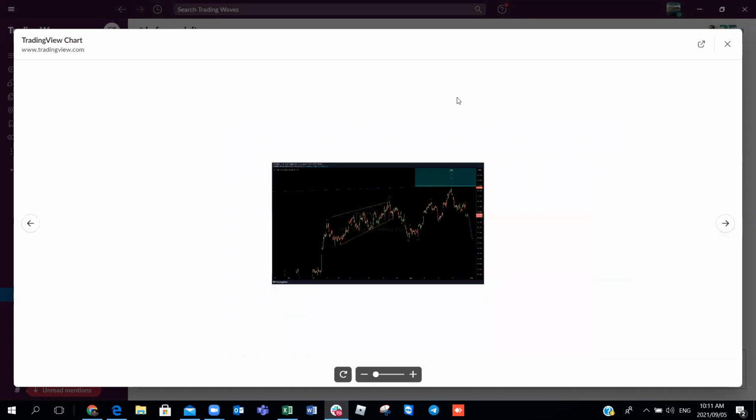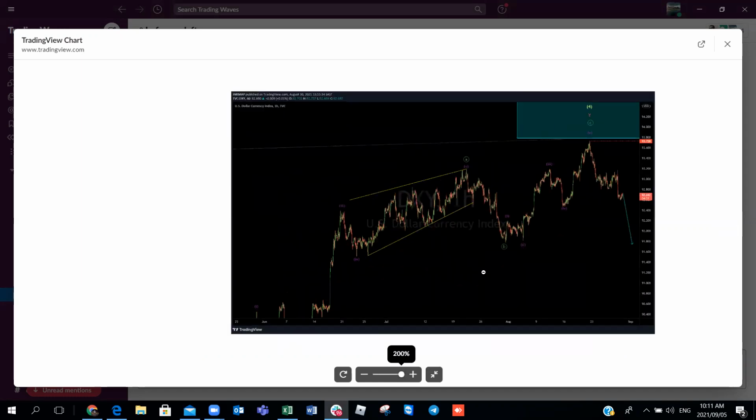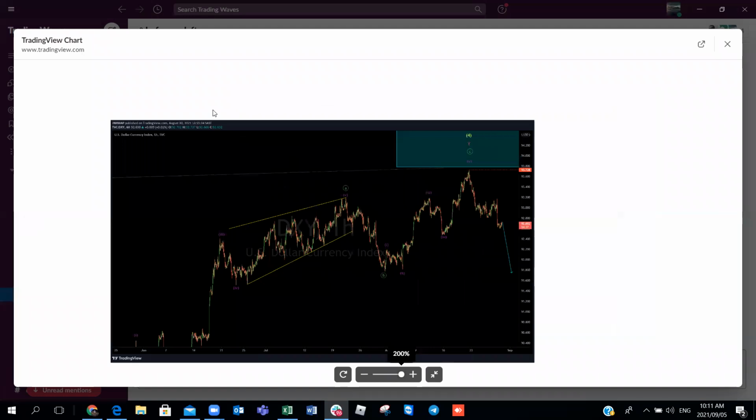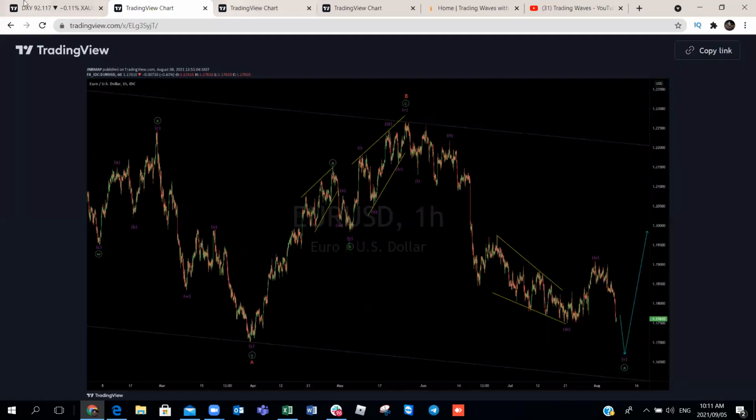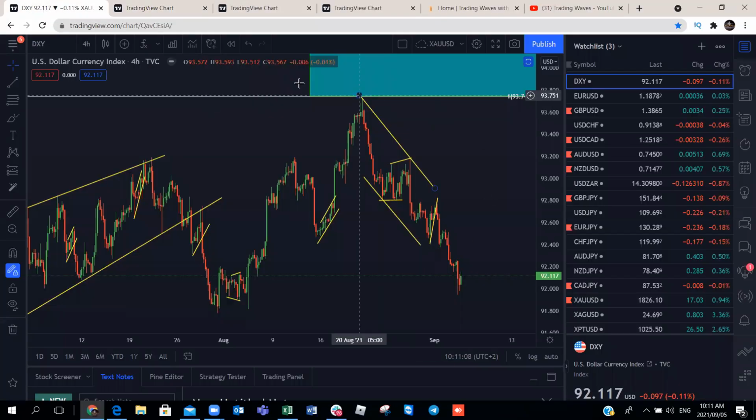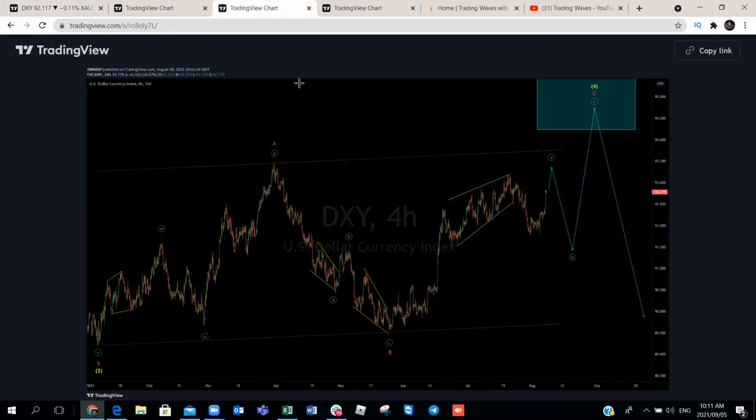Right, so this is what we have here. This is now, let's have a look here. This is the DXY. The DXY is just the inverse of euro US dollar. So let's have a look at how the DXY has played out. So you can see the chart before. I also want to show you the DXY chart before here.